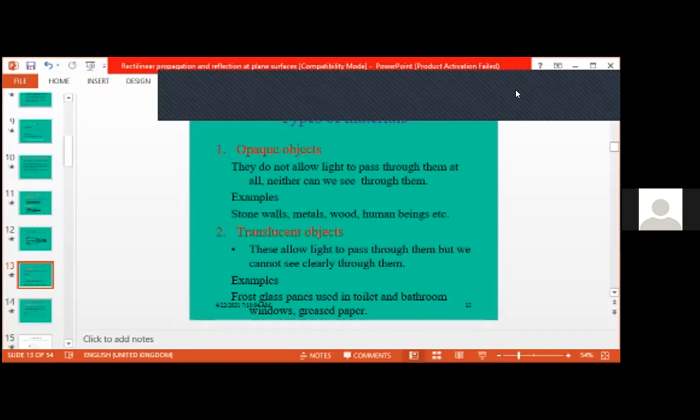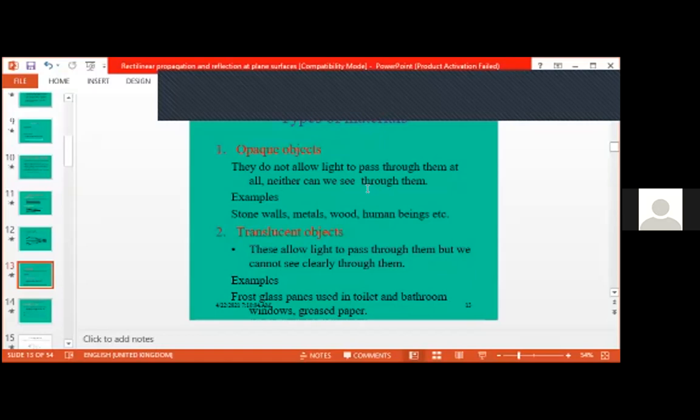What is a translucent object? What property is there about it? They allow light to pass through, but you cannot see through them. So those are the three types of objects. We have opaque objects. These will not allow light through them. We cannot see through them. Stone walls, metals, wood, human beings, all these are opaque objects.